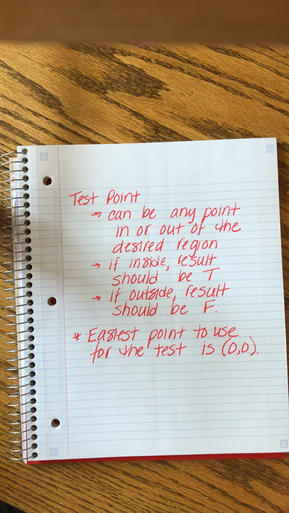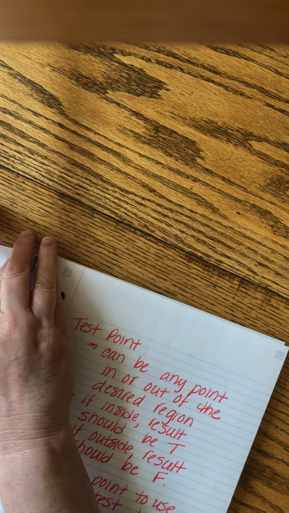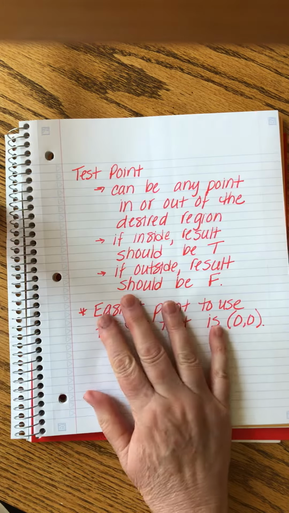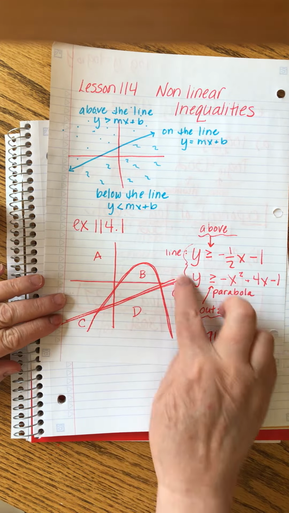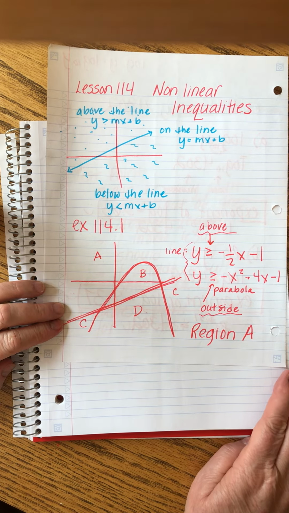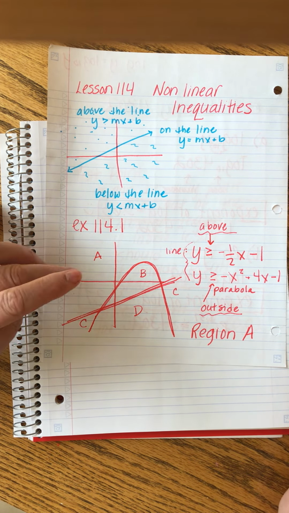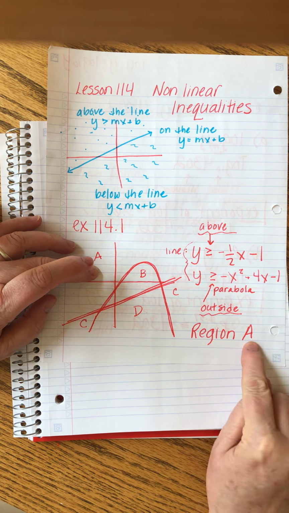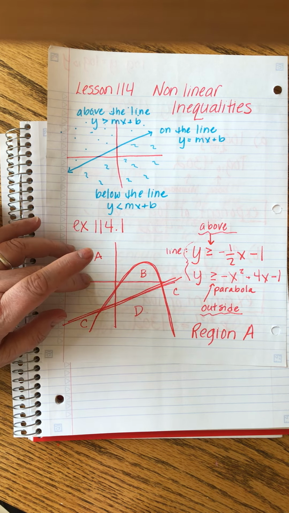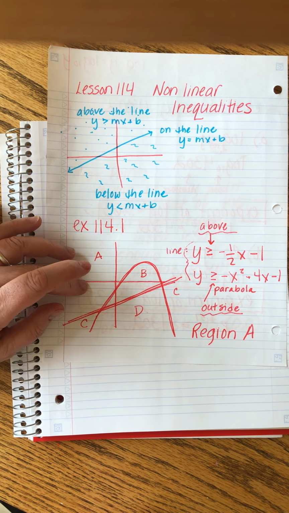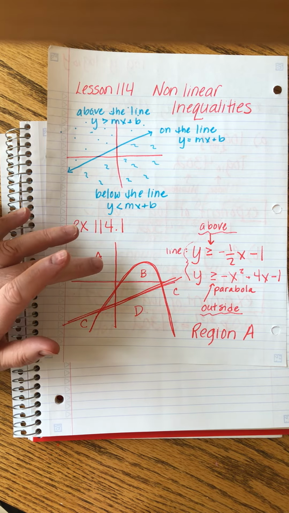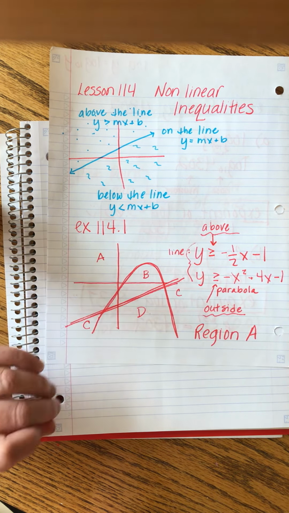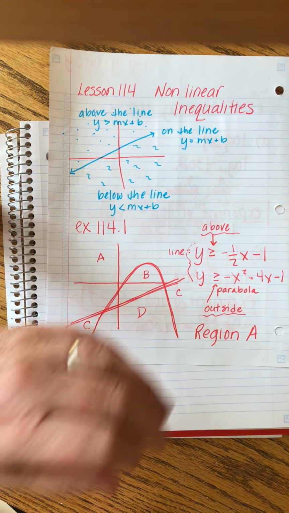The test point can be any point in or out of the desired region. Let me rip out my page so I can show you. The test point can be anywhere. The important thing is that if I choose a test point that is within my desired region, where I think the answer is, which is right here, if I choose any point in area A, then it should be true, right? If my theory is correct, then any point should make these two inequalities come true. That's what the test point does. We plug it in for X and Y, by the way.